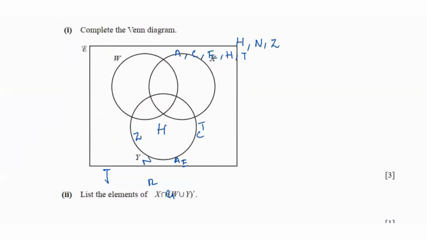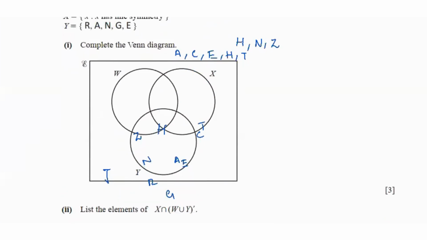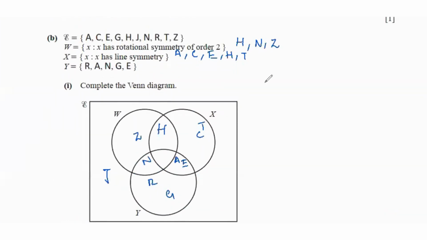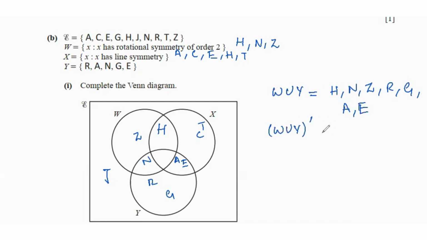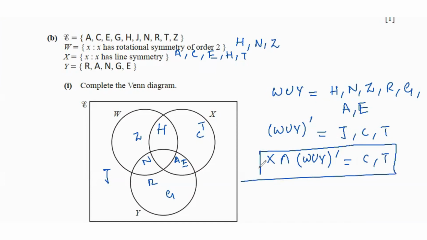Now in the next part, it says list the elements of X intersection complement of W union Y. So first, let's write W union Y. W union Y will include all the elements of W and Y. So that's H, N, Z, R, G, A, and E. So since we're talking about the complement of W union Y, that's everything else that is not a part of W union Y. So that's J, C, and T. Next step is intersection of X with complement of W union Y. So that's just C and T, not J. So this is your answer for this.